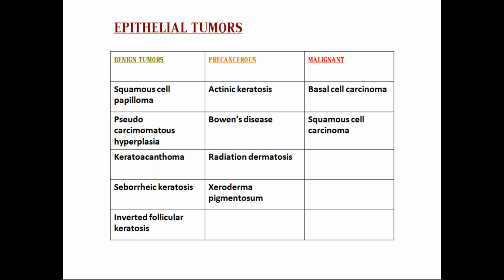Malignant tumors are BCC and squamous cell carcinoma. So remember the malignant tumors, that is BCC and squamous cell carcinoma, and benign tumors we have squamous cell papilloma, keratoacanthoma, and seborrheic keratosis. So precancerous are the middle ones: actinic keratosis, Bowen's disease, radiation dermatosis, and xeroderma pigmentosum.